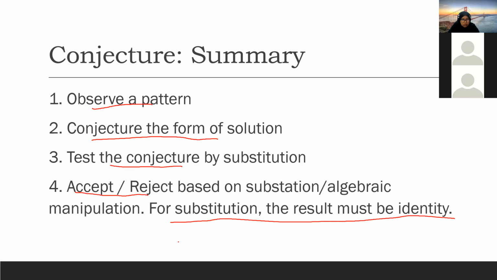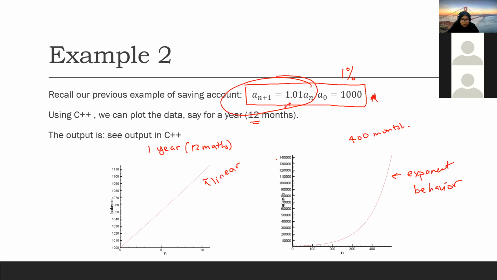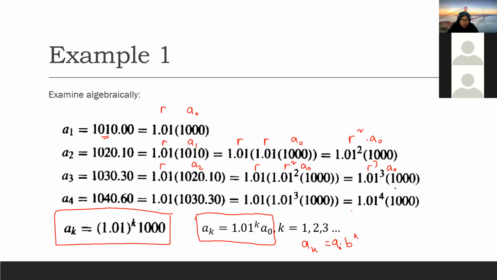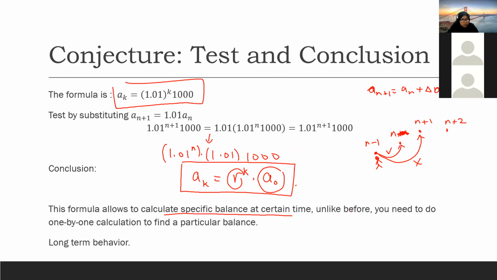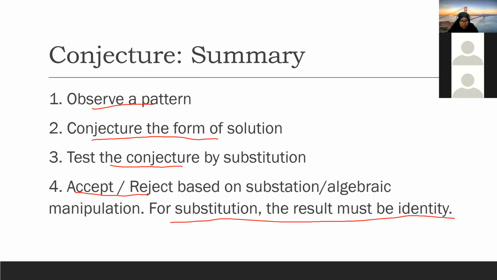Okay, so let me repeat that again. You observe the pattern. For example, this one is linear. For the first thing, you say this is linear, that's okay. But you take more data, and now it looks like an exponential. Okay, you say that it looks like an exponential. And then you do the algebraic manipulation and get the formula. Then test the formula by substituting, and then you can see that it is exponential. Plug in the values. I didn't plug in, but you can try to plug in the values, and you can see that the solution is exactly the same.